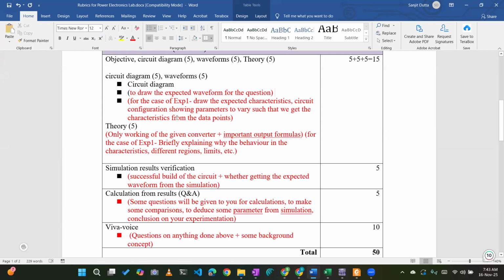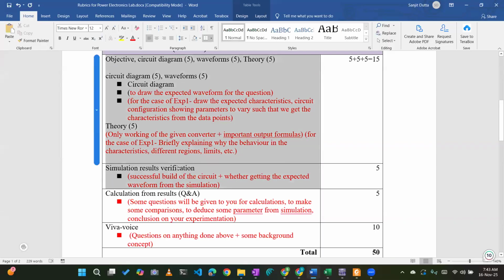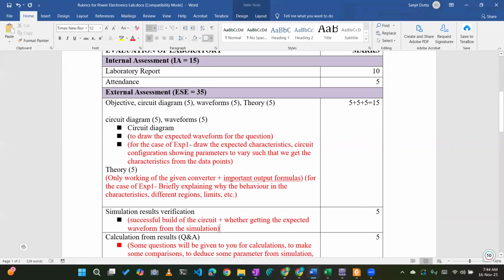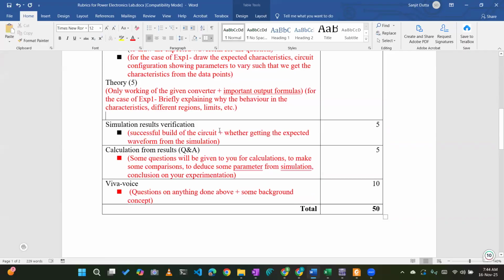And the exam rule is, when you will be writing this part, first you have to write it, and only then will you go for simulation. At that time the laptop will not be on. Everything will be off. You have to write the circuit diagram, waveform, and theory first. Then you can open your laptop and do the simulation. Mind it. After doing this part, you can move to the simulation part and open your laptops. Okay, then simulation.